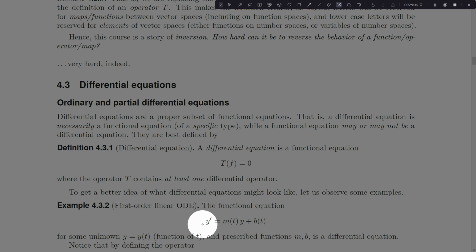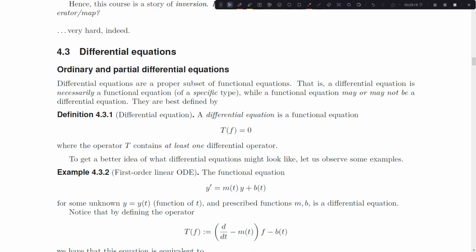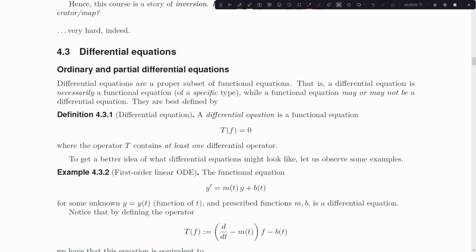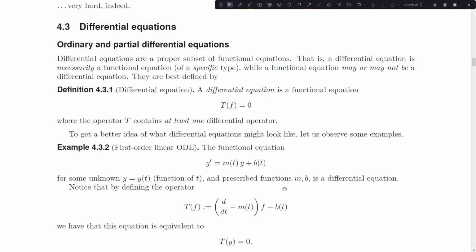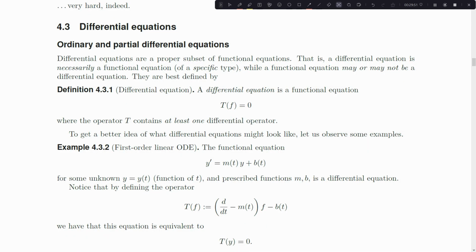In particular, this is a differential equation because I have at least one derivative sitting around. But let's see how we can maybe write it in the form T f equals 0, to guarantee that it's a differential equation, maybe in a better light. Let's notice now, if I define T on the function f to be d/dt minus m(t) on the function f minus b(t), I'm going to define that to be T of f, then my equation actually reduces to T of y equals 0. If I take this operator T that I've defined and act it on y instead of f, and set that equal to 0, we would find we have the same thing.